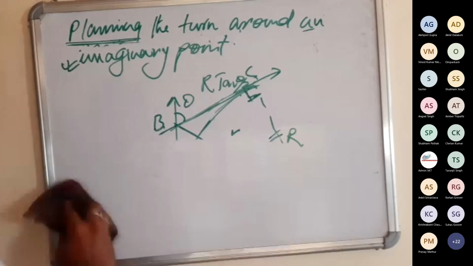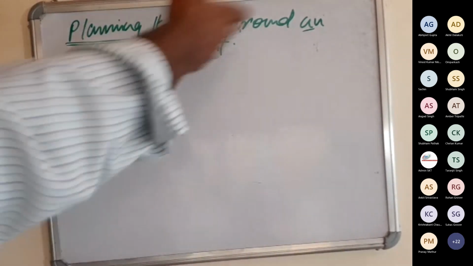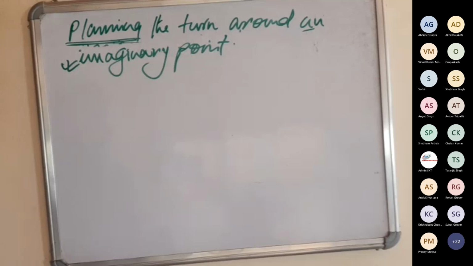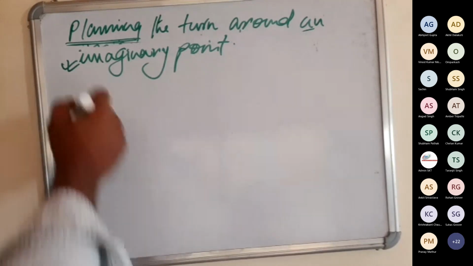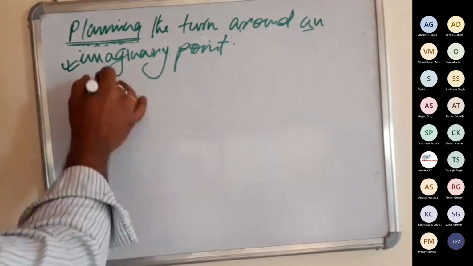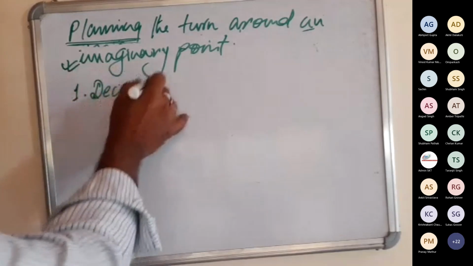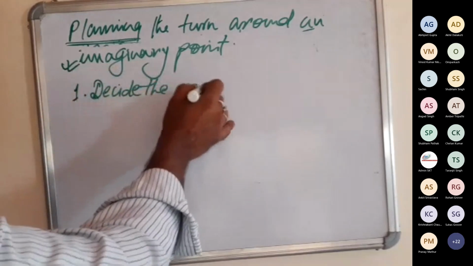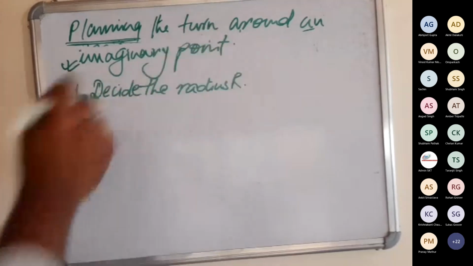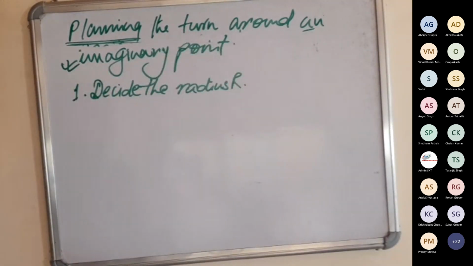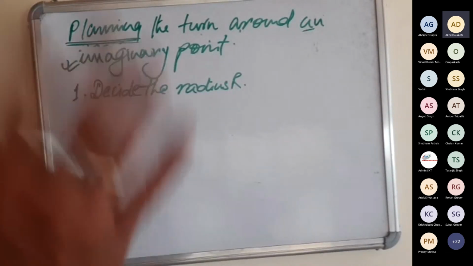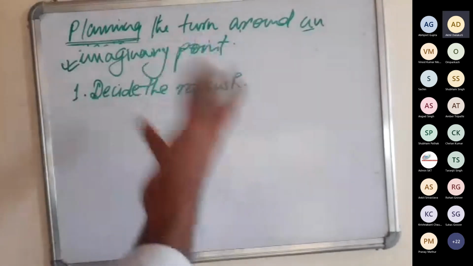So now having known this concept, now we plan the turn. इसमें होता क्या है? In this, the first step is decide the radius. How will you decide the radius? A वाले formula sir. AB is equal to R tan theta by 2. Decide the radius considering all those factors.